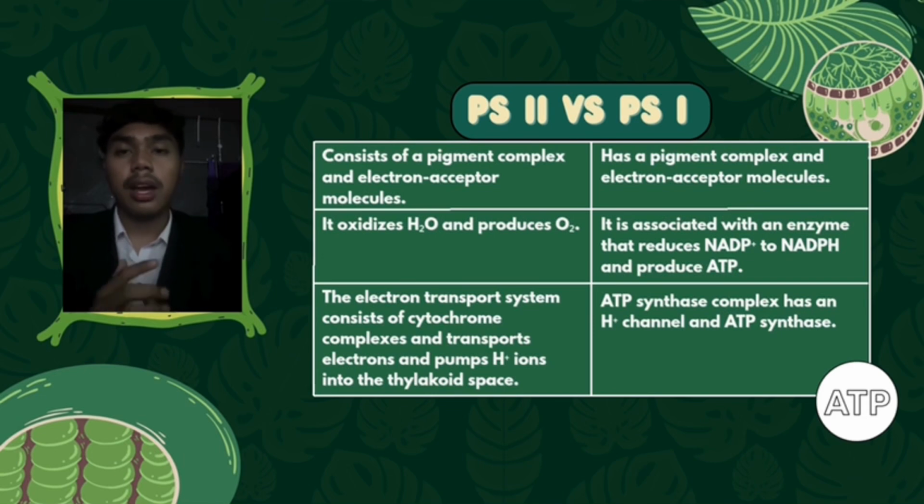First, both of them have a pigment complex and electron acceptor molecules. Next, photosystem 2 oxidizes water to produce oxygen, while photosystem 1 is associated with an enzyme that reduces NADP+ to NADPH and produces ATP. Next, photosystem 2 has the electron transport system, which consists of a cytochrome complex that transports electrons and pumps hydrogen ions into the thylakoid space, while photosystem 1 has the ATP synthase complex, which has a hydrogen ion channel and ATP synthase.